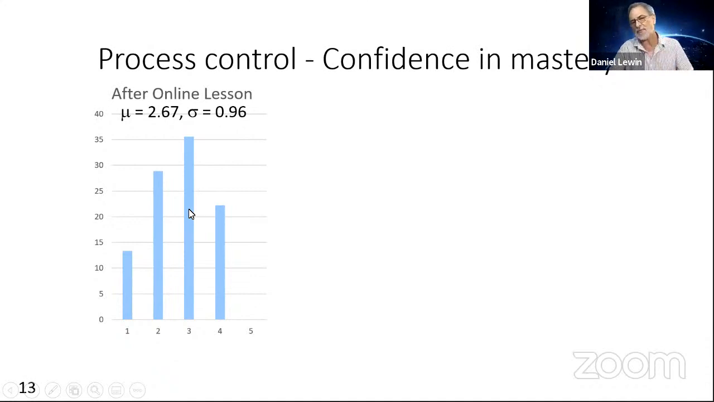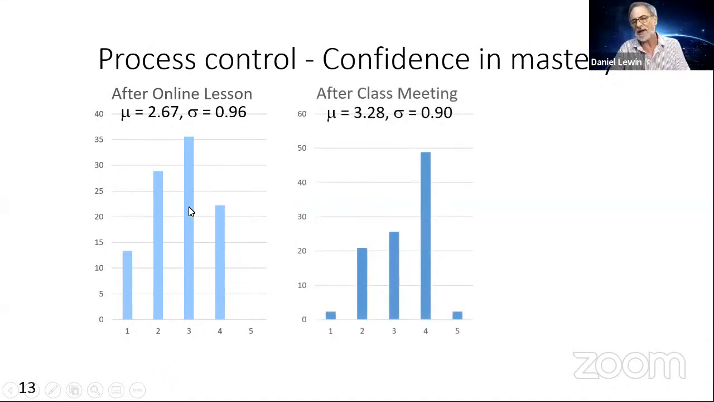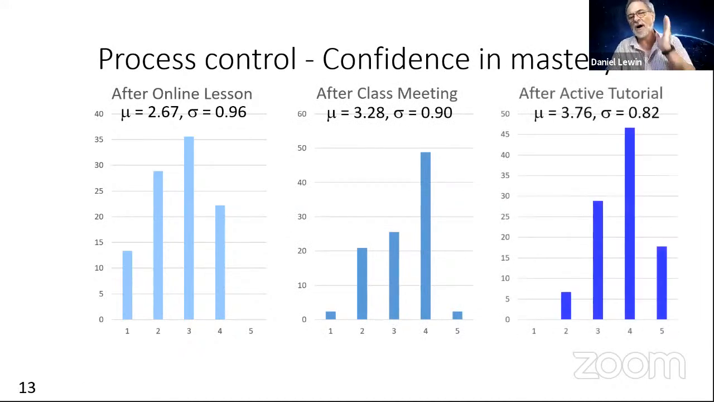We're pretty much in the middle of the range here, but at every stage of the learning process, their confidence increases. After the class meeting, it's above 3. After the active tutorial, it's almost 4.